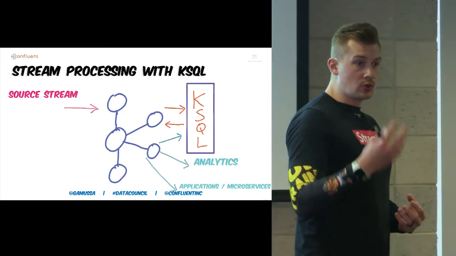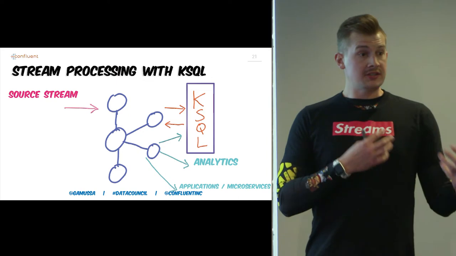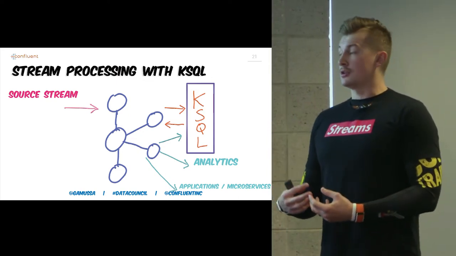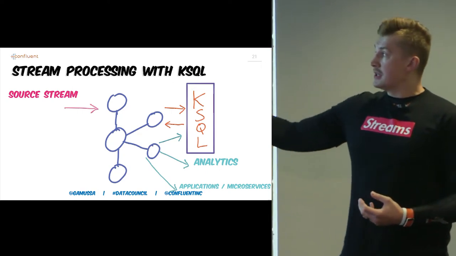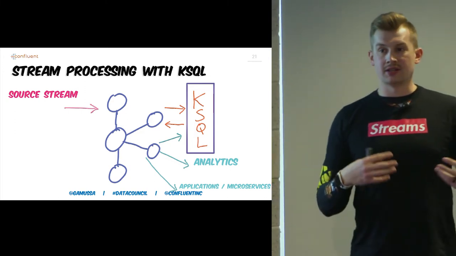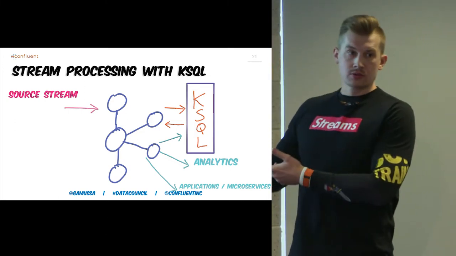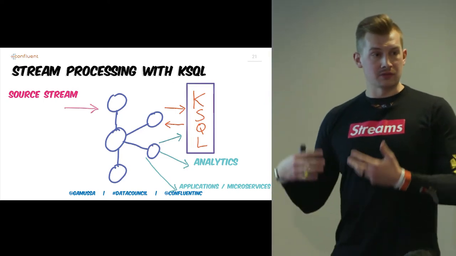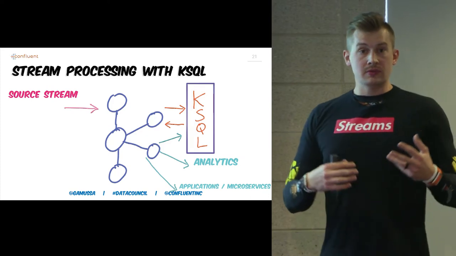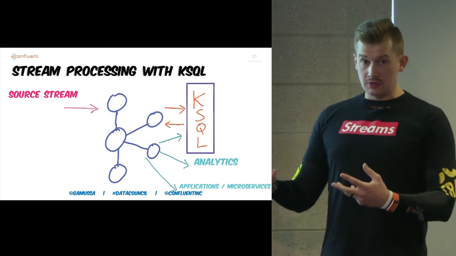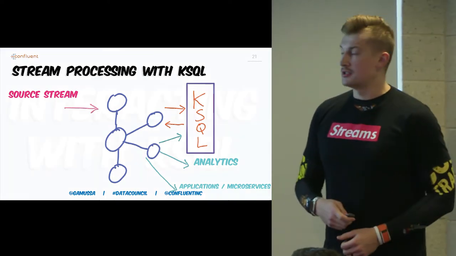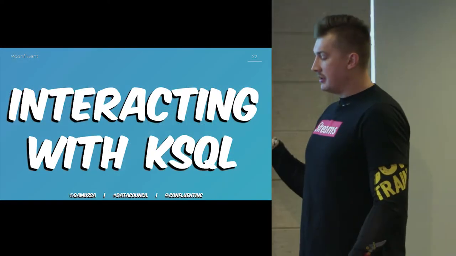Apart from being the source for data and the destination for data from KSQL, KSQL also uses Kafka as intermediate storage. So Kafka and KSQL only use each other, so you don't need to bring another database system in order for KSQL to work, for example, to store intermediate state for some stateful stream processing operations. And KSQL allows you to actually develop full-blown applications using the KSQL language, which is an extension of the traditional SQL language. All right, so how are we going to be interacting with KSQL?